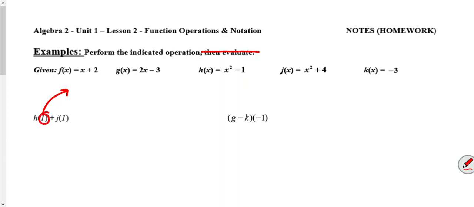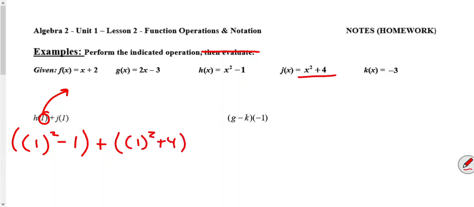So h of 1 plus j of 1. Well, we know what h of 1 means. h is x squared minus 1. That means we put 1 in for x, write the rest of the function. We're adding that to j of 1. Not only are we evaluating, we're also combining the two functions by addition. j of x is x squared plus 4. So I'm doing 1 squared plus 4. That's the setup. You could combine these and then evaluate.